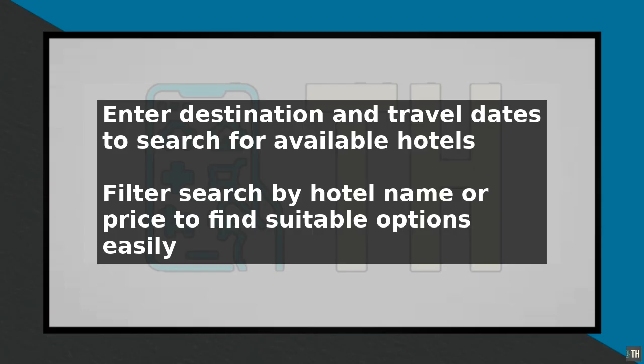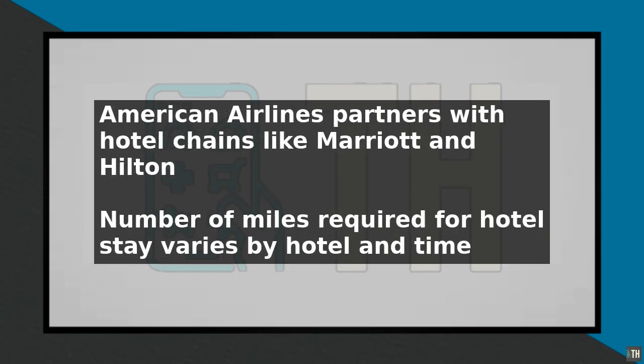When you find a hotel that suits your needs, click on it to view the details and the number of miles required for a stay. If you have enough miles in your account, you can book the hotel room using your miles. You will need to provide your personal and payment information to complete the booking. Even though you are using miles, this is for any additional charges, such as taxes or incidentals.